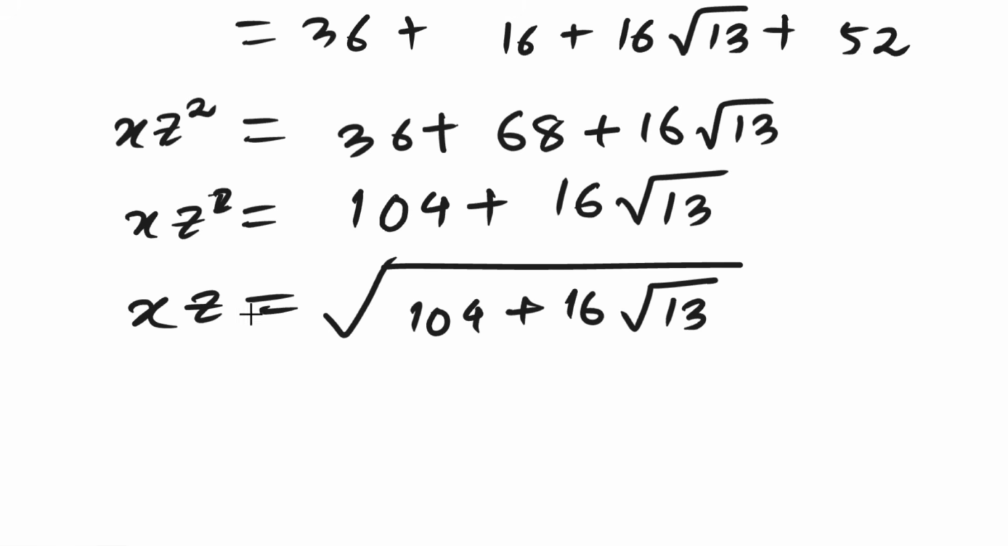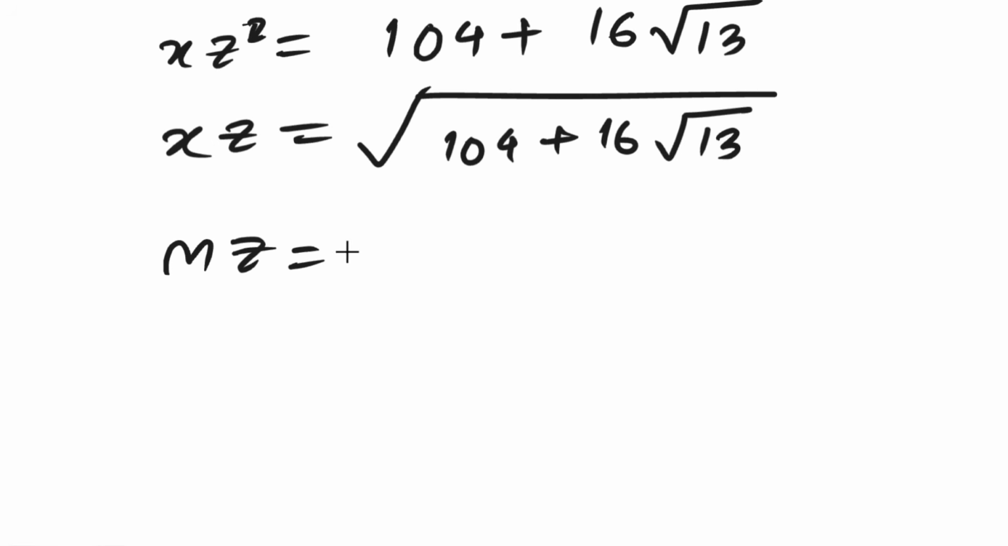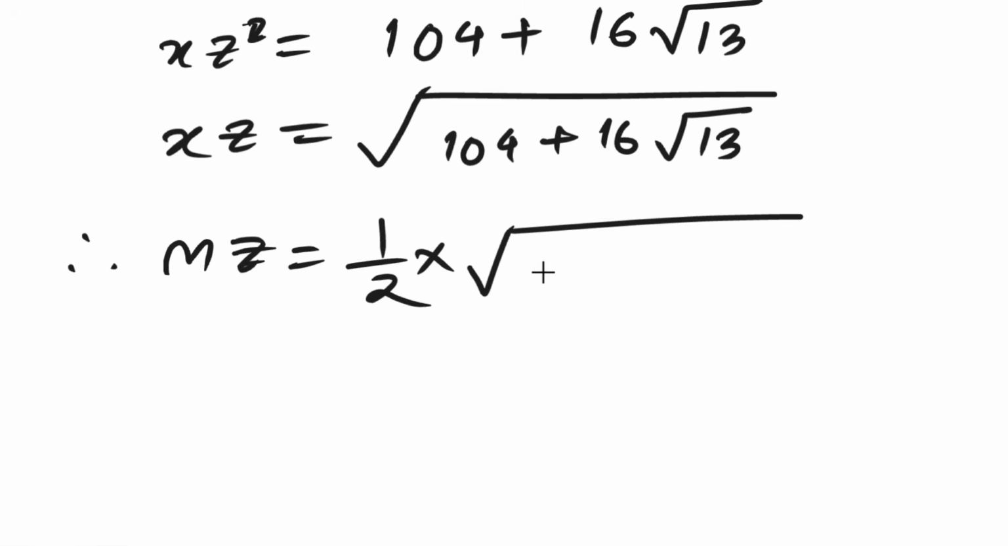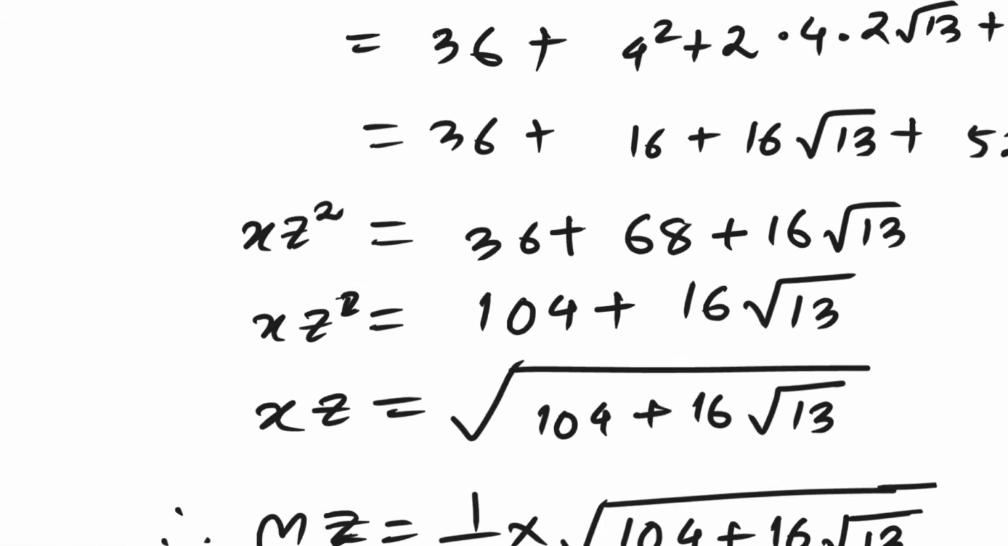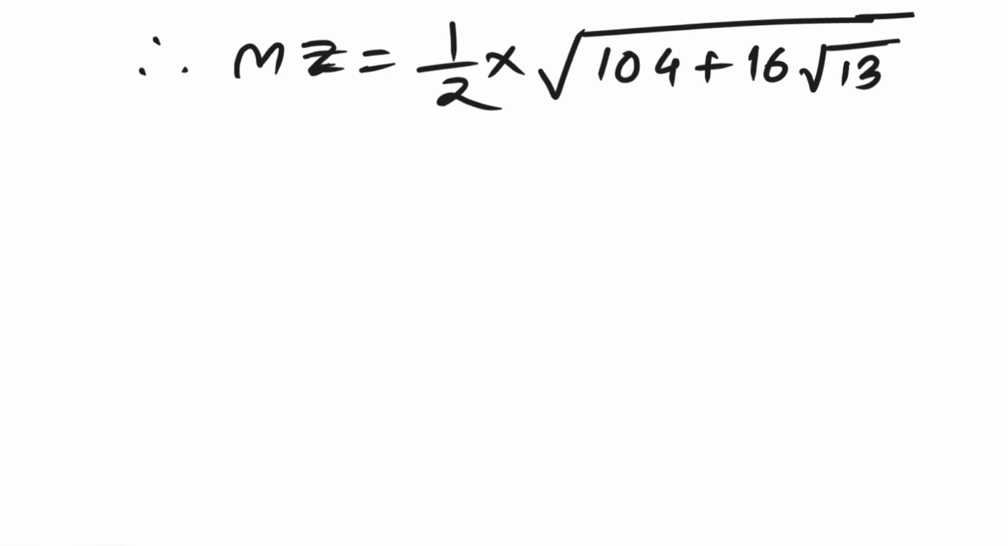Since M is the midpoint of the hypotenuse, the length MZ is exactly half of XZ. Therefore, MZ equals 1/2 multiplied by the square root of the quantity 104 plus 16 times the square root of 13. Now, let's focus on our target triangle ZNM. This is a right triangle because MN is perpendicular to XZ, and MZ lies along XZ. The hypotenuse is NZ, which is 2 times the square root of 13, and one leg is MZ, which we just found. To calculate the remaining side MN, we again use the Pythagorean theorem.